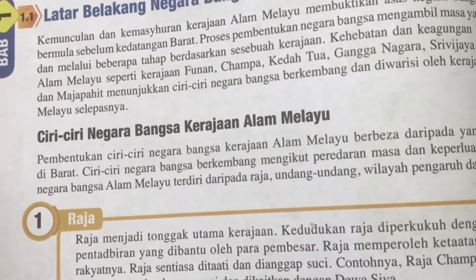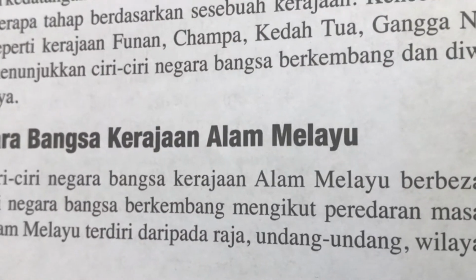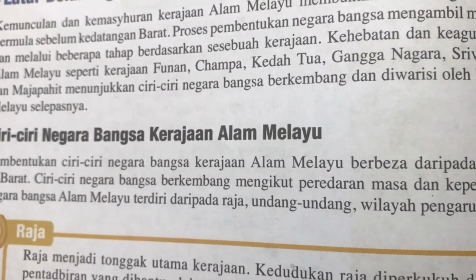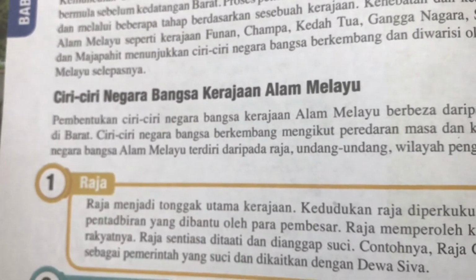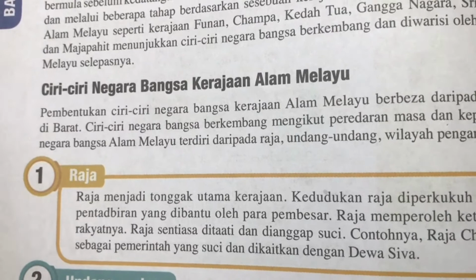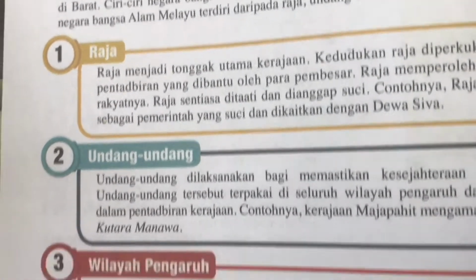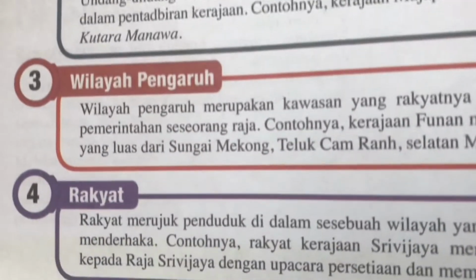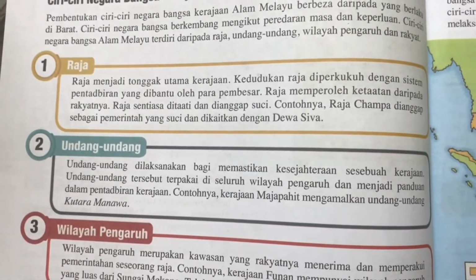Ciri negara bangsa. Take note, the magic word is Kerajaan Alam Melayu. Faham? So what is the ciri Kerajaan Alam Melayu? Number 1, Raja. Number 2, undang-undang. Number 3, wilayah pengaruh. Number 4, rakyat. Jadi apa berlaku di sini adalah you need to divide that in your brains lah.